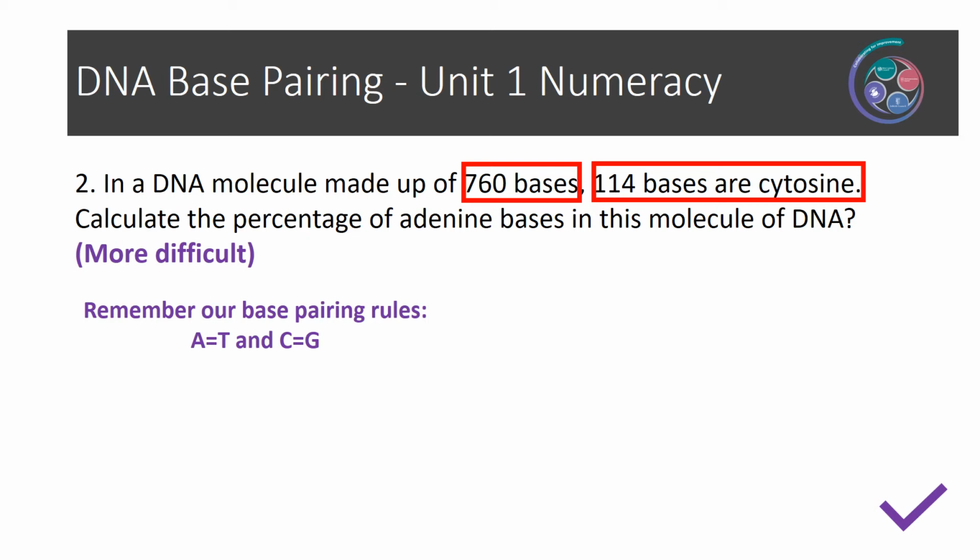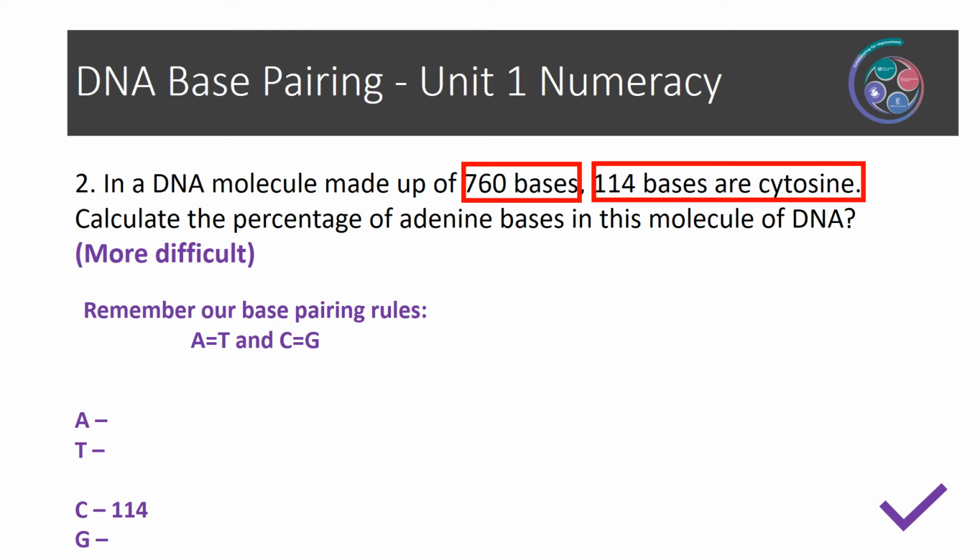First thing to always remember is the base pairing rules. A will always bind with T and vice versa. C will always bind with G and vice versa. I would then write down the 4 bases on the one strand, A, T, C and G, on the left-hand side of my paper. From the question, I know there are 114 bases that are cytosine, so I can fill in this answer next to C.